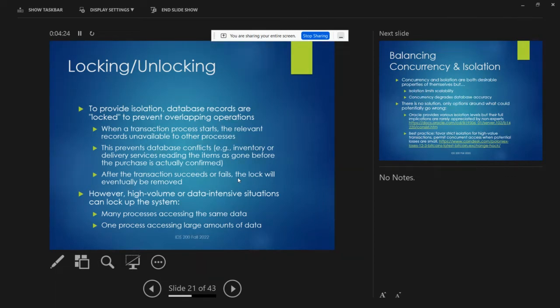If you have a lot of processes accessing the same data and they all have to wait for each other to take turns, ACID properties can make your system run really, really slow.